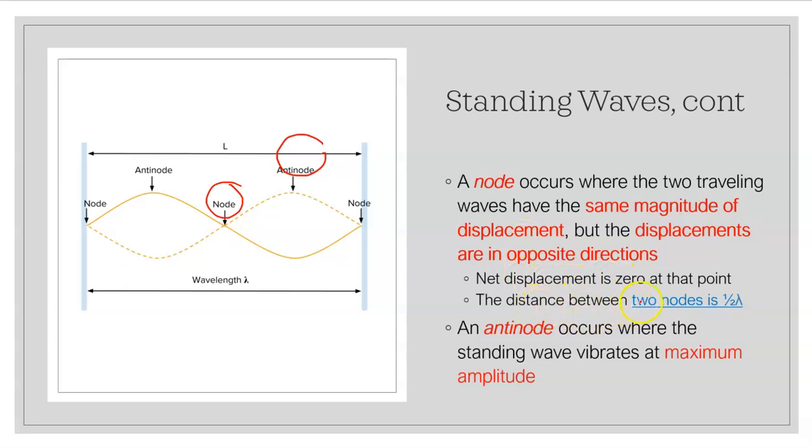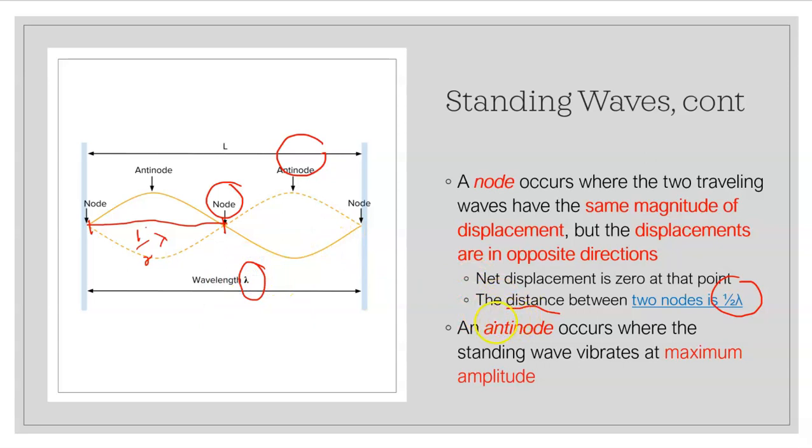The distance between two knots, right? The distance, right? Ini yang kamu kena take note. The distance between two knots is half lambda. Maksudnya, distance di antara knot pergi ke knot ini adalah sebanyak half lambda. Sebab kita tahu satu ayunan lengkap ini ataupun satu wave ini, traveling wave ini adalah bersamaan dengan lambda.